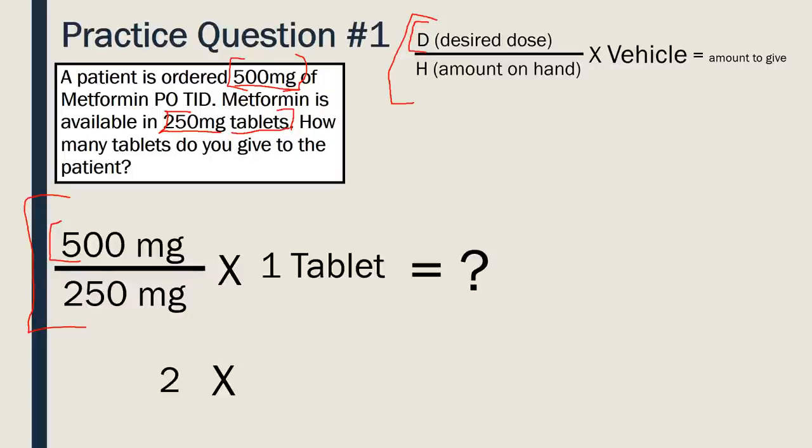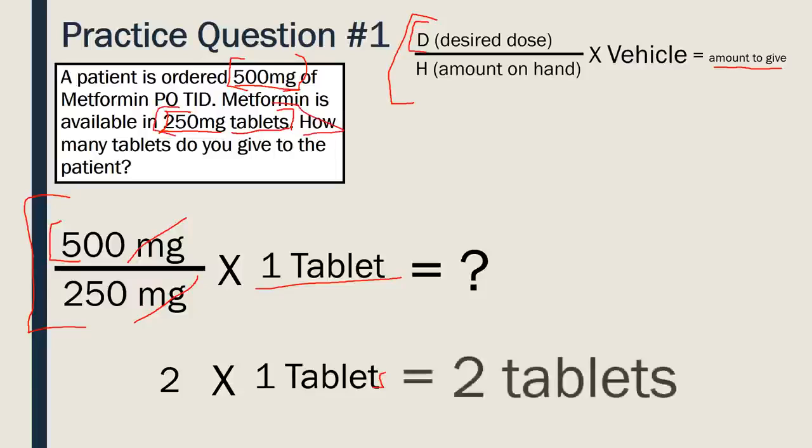So 500 divided by 250 is 2. And if you want to pay really close attention to the math, the milligrams are going to cancel out, so you're only going to be left with 2. Your amount to give is never going to be in milligrams. It's going to be a unit of your vehicle, so tablets. So we're going to have 2 multiplied by 1 tablet, because the way we're calculating it is 250 milligrams per tablet. And what's that going to give us? 2 tablets. Of course, that makes sense.